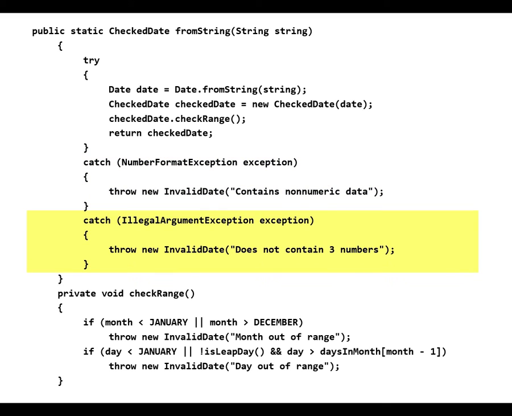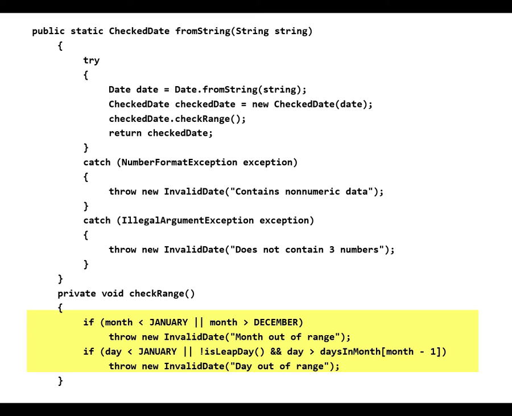It also catches the IllegalArgumentException that can be thrown by the FromString method in the Date class and throws an invalidDate exception with a different message. This class has two private methods. The first is checkRange. It is called in the try block of the FromString method. It checks that the month and day are within range. If either of them is out of range, it throws an invalidDate exception that contains an appropriate message.